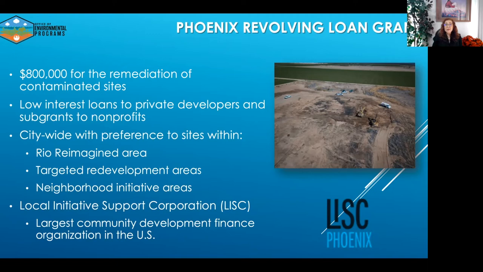In this particular loan fund, we're also focusing on some targeted areas. Rio Reimagined is an area 1 mile within the banks of the river on the north and south side. We have several targeted redevelopment areas and neighborhood initiative areas that are in there as well.